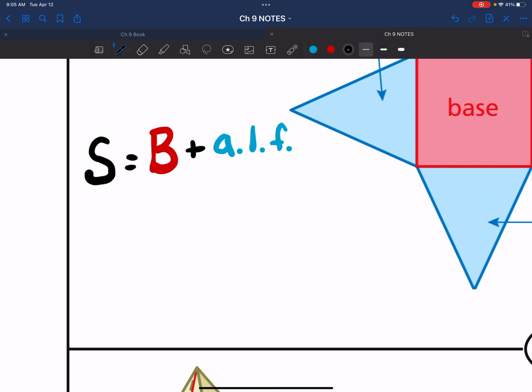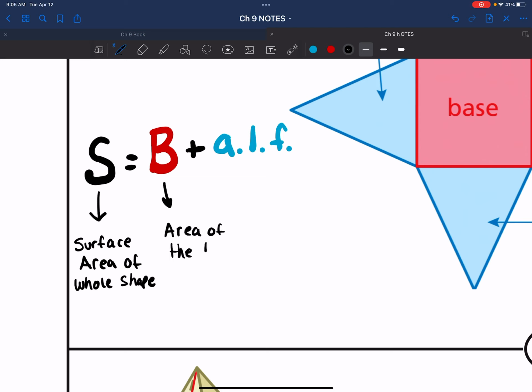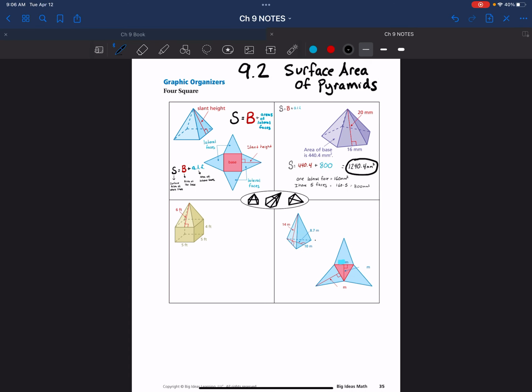Okay, and then I'm going to take a pencil and I'm just going to write what each of these things is. This is the surface area of the whole shape. Big B is the area of the base. And then ALF is the area of lateral faces. Okay, now that we have that little cheat sheet for us, this should help us for the next one.